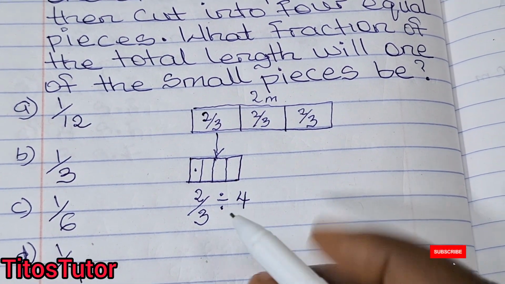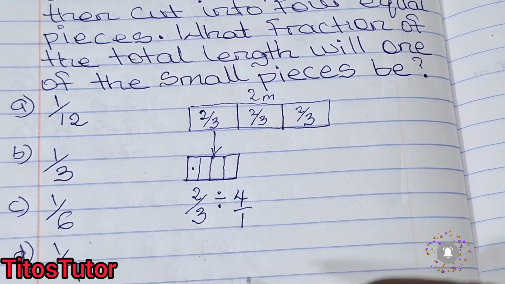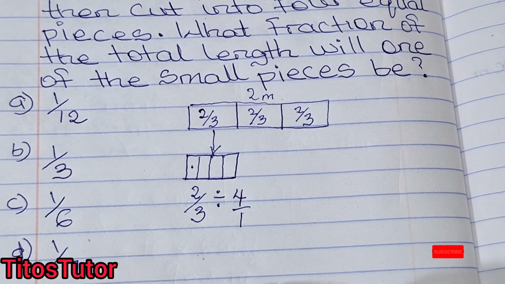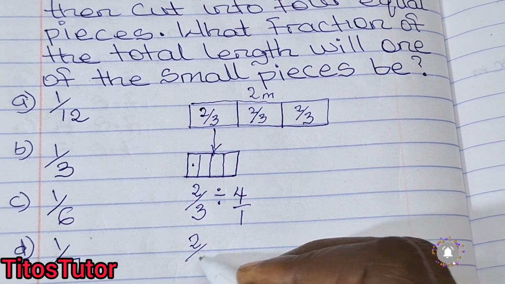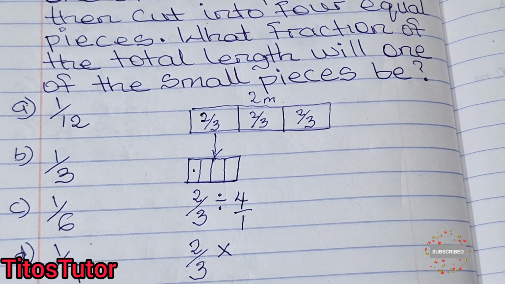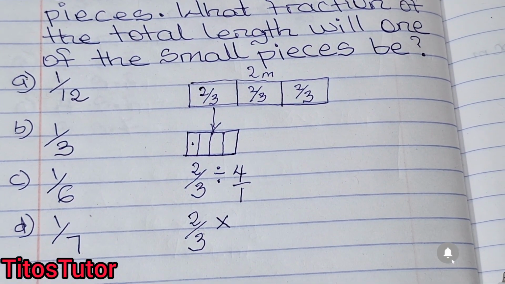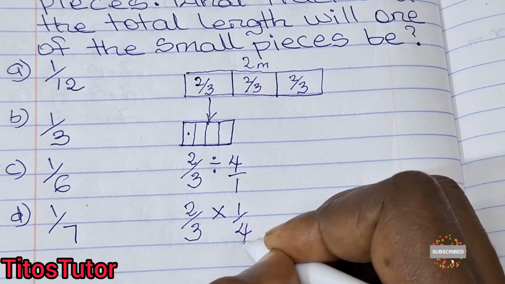So let's go. Remember division of fraction. Make this a fraction by just putting it over 1. Then you go keep the first fraction, change the division sign into multiplication, and flip the next fraction.